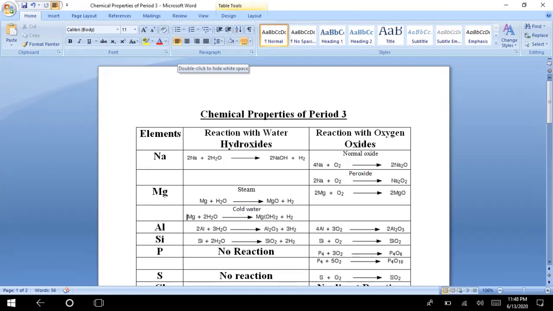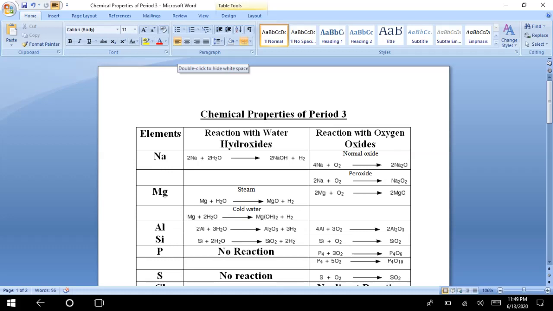The first element, which belongs to group 1, is sodium. It reacts with water to form sodium hydroxide and liberates hydrogen gas. This reaction is highly exothermic, so it can even react with cold water. Sometimes the reaction is so exothermic that the liberated hydrogen catches fire. That shows this is a highly exothermic reaction.